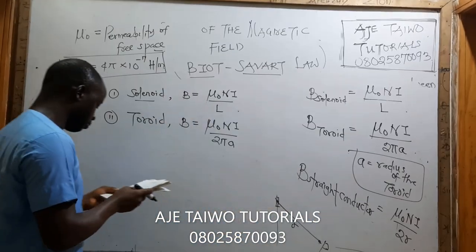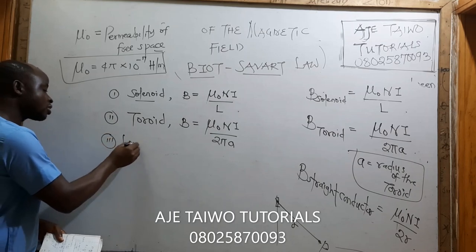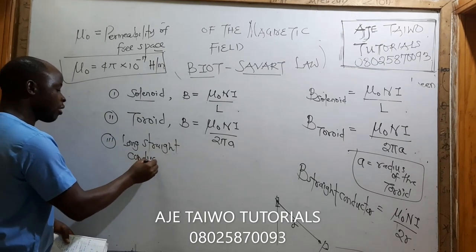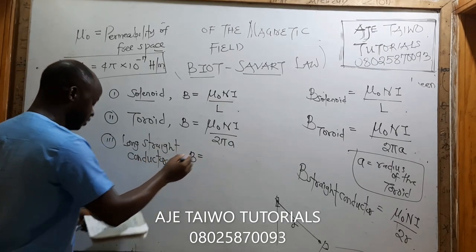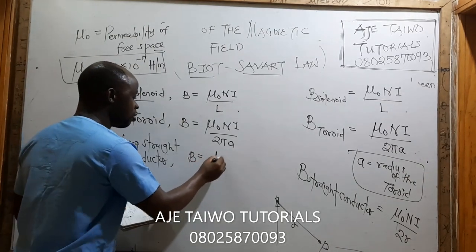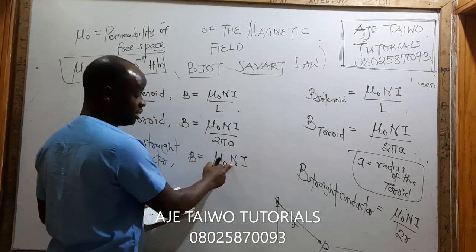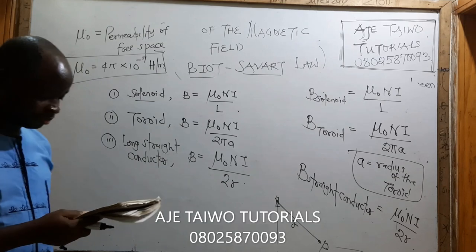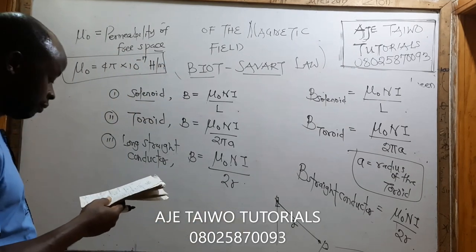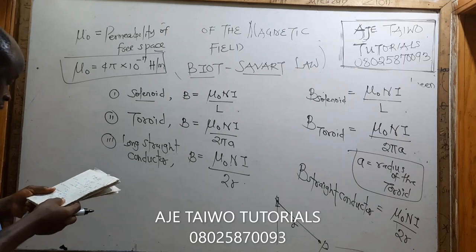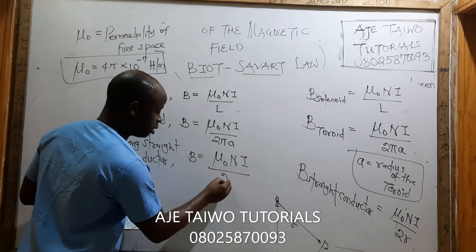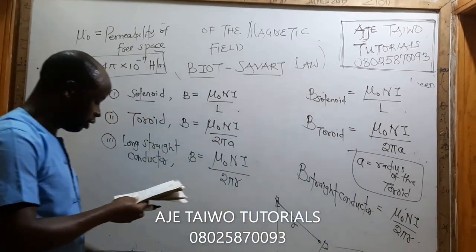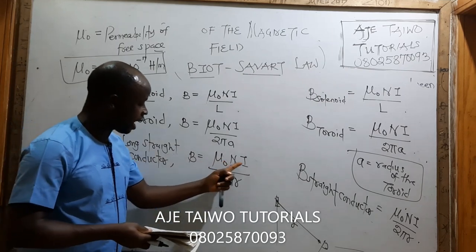A is radius, it's on the board. For number three, for a long straight current-carrying conductor, your B is, I said that already, mu naught I over 2 pi R. N will not be here, please. N is not an extra at all. Where R means what? For a long straight conductor, it's 2 pi R. That was a mistake. It's mu naught I over 2 pi R.